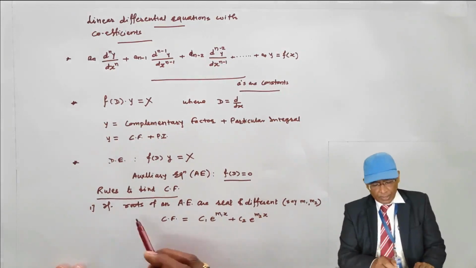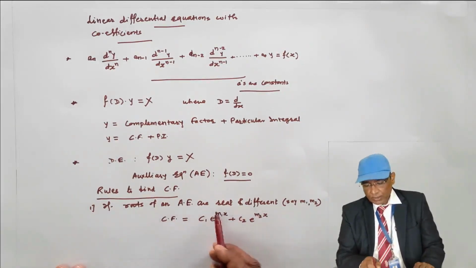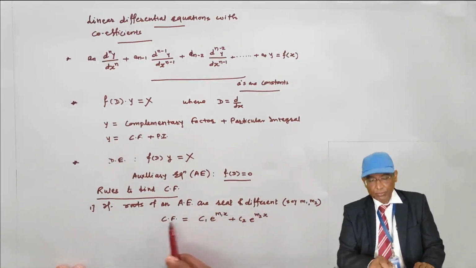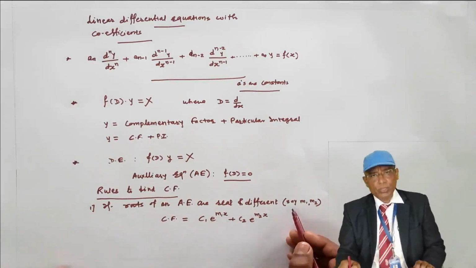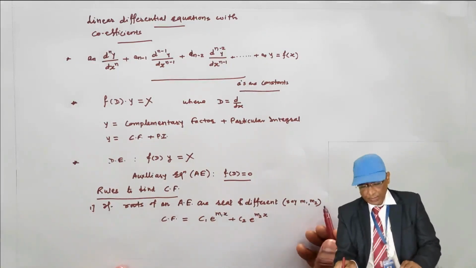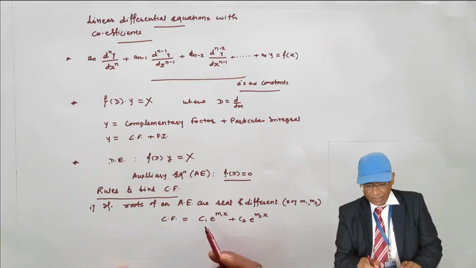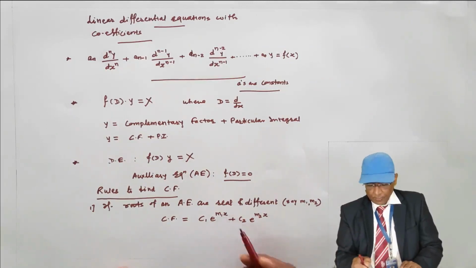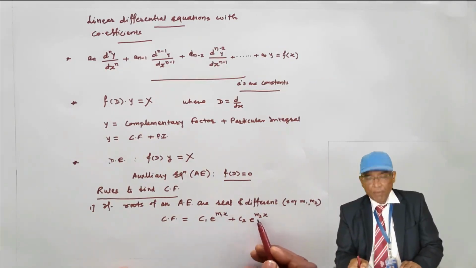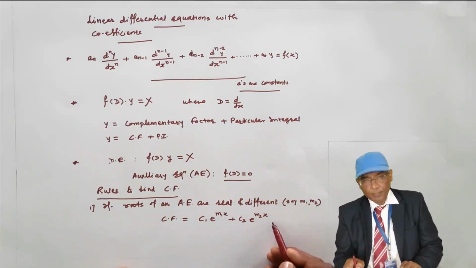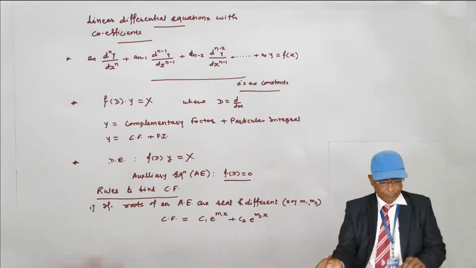Once again I repeat, if the roots of an auxiliary equation are real and different, in this way you can write the complementary factor. If there are three roots, m1, m2, m3, then the complementary factor will be c1 e to the power m1 x, c2 e to the power m2 x plus c3 e to the power m3 x, and so on.